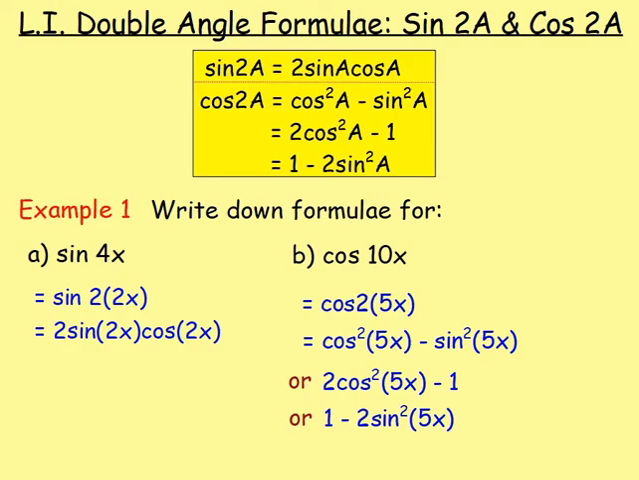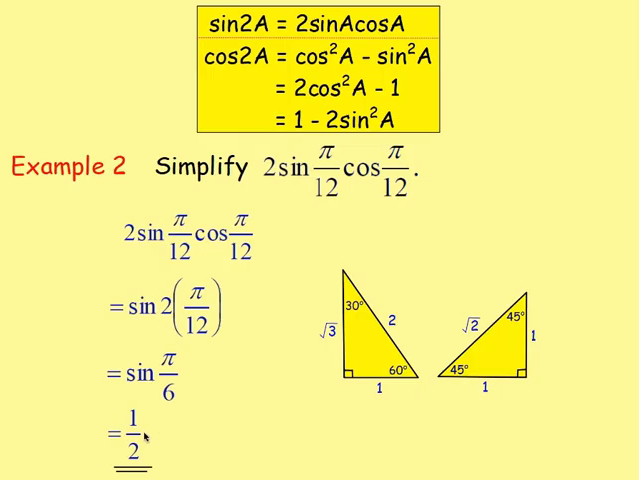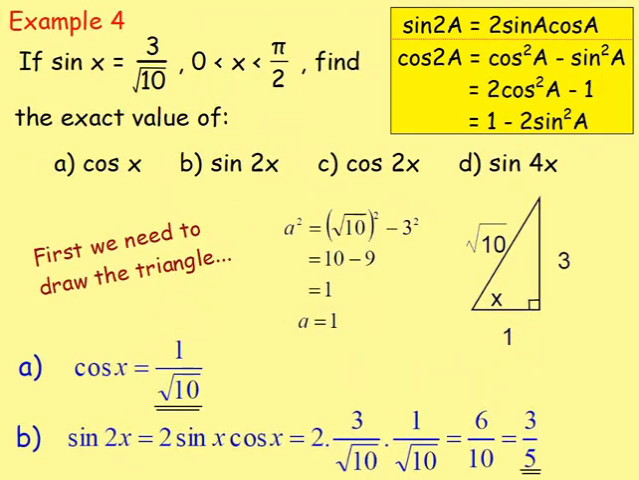We went into more examples, so if we're simplifying 2 sine pi over 12 cos pi over 12, well, we're replacing the A in this equation here with pi over 12. So that can be written as sine 2 times pi over 12. 2 times pi over 12 is pi over 6, and sine of pi over 6, use the exact value triangles to work that out, and you get 1/2.